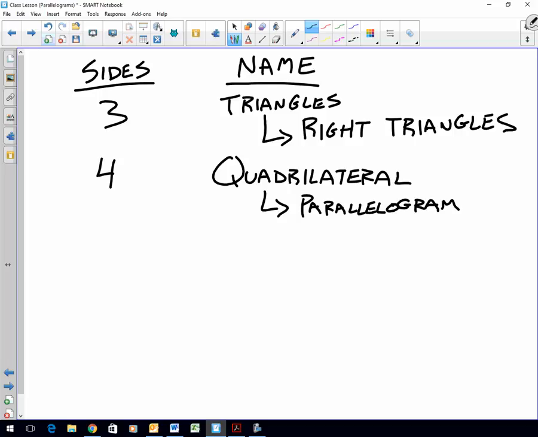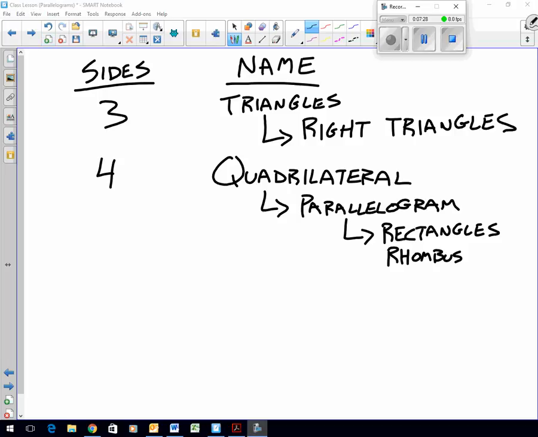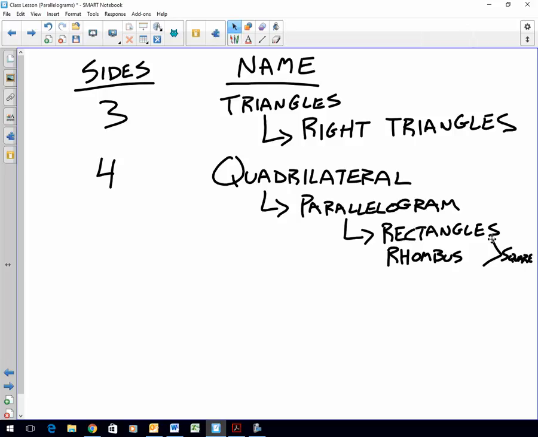Tomorrow, we'll see that some parallelograms are called rectangles. Some are called rhombuses. And when those two hook up, they get squares. That is your math hierarchy. That's your geometry hierarchy.